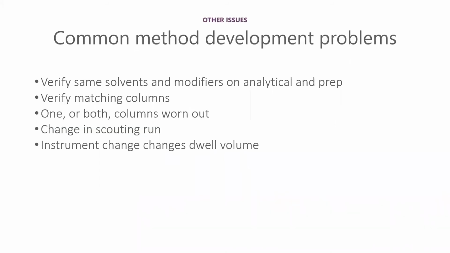Common method development problems include the pH might not be good for the compound chromatography, as we just showed you. Verify the same solvents and modifiers are used in both the analytical and preparative system. Verify that matching columns are installed. Sometimes one or both columns will wear out, which will cause a change in retention time. If someone changed the scouting run, that will cause errors in method development. Changing an instrument means a different draw volume, so the gradient is delayed differently.